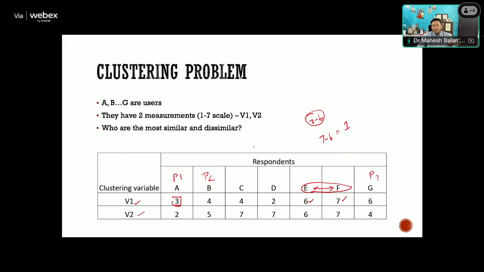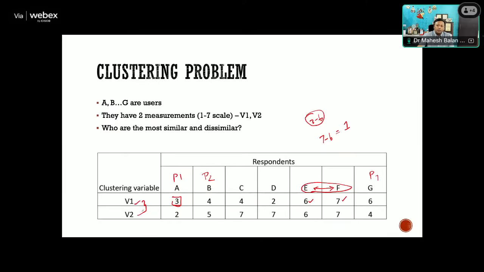Now imagine I give you something like this, but instead of 2, maybe 100 measurements. With respect to all these 100 measurements, I have to figure out who is similar and who is dissimilar. Now that becomes a little bit cognitively heavy. We cannot simply do that. We need some math formula. So that's exactly what happens.